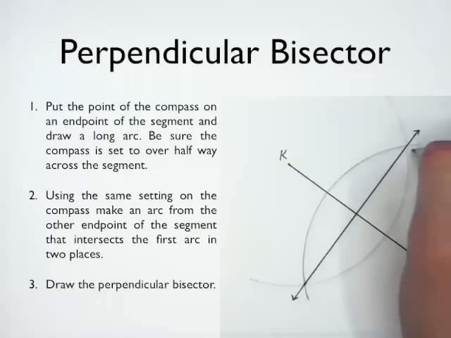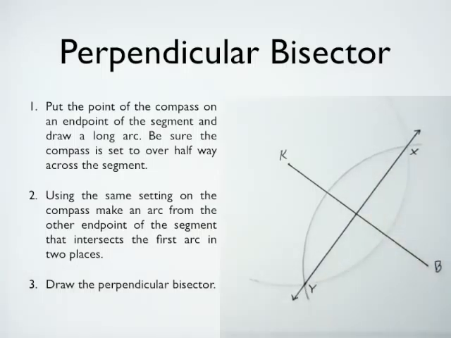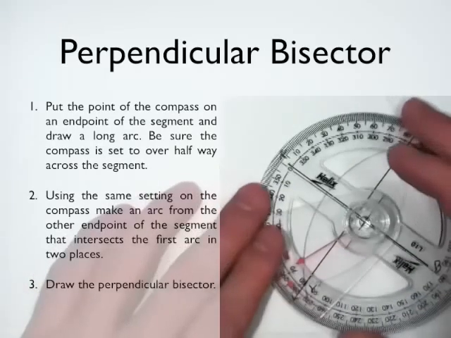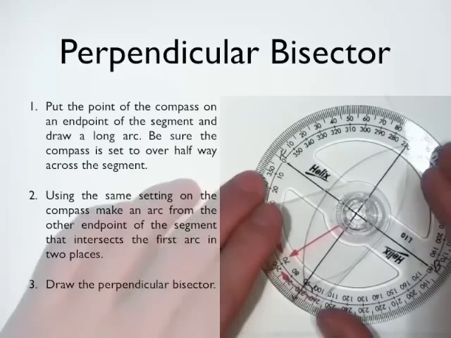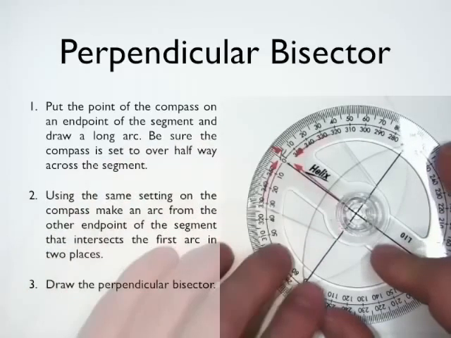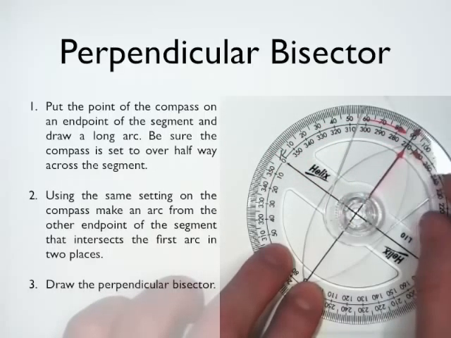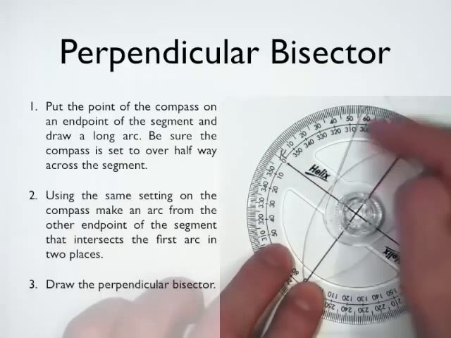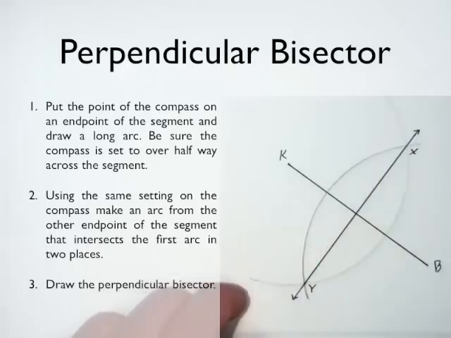So line XY should be the perpendicular bisector to segment KB. Shall we check that out? To be perpendicular, it must be 90 degrees. So let's pull out my handy dandy protractor here and align one side of my segment at 0. And if you will notice, the line that we just created intersects at a 90-degree angle. So we know that segment KB and line XY are perpendicular.